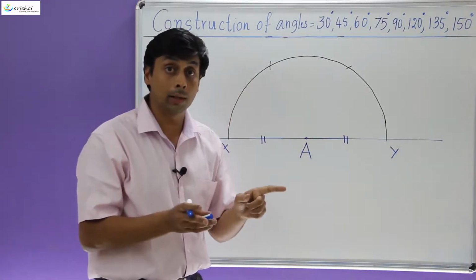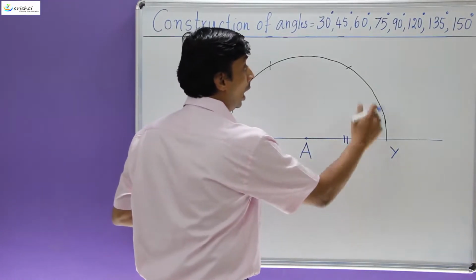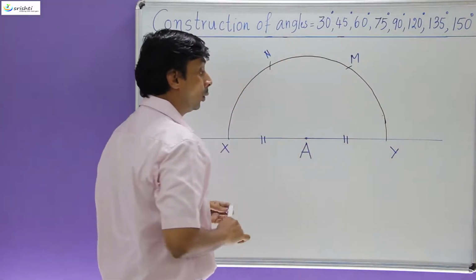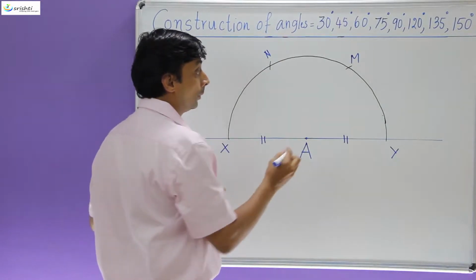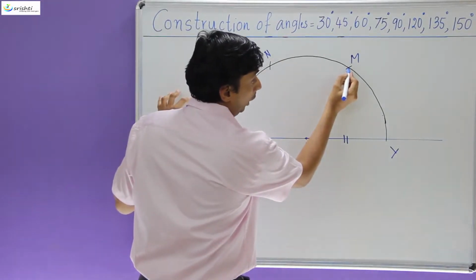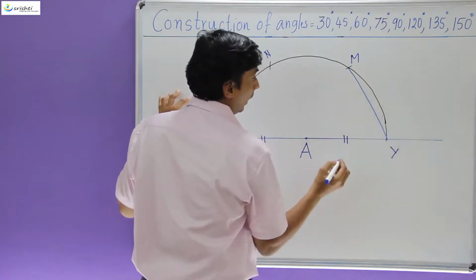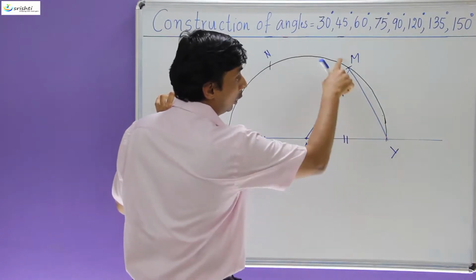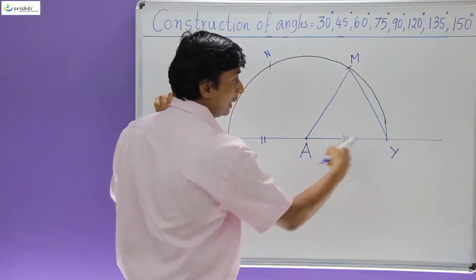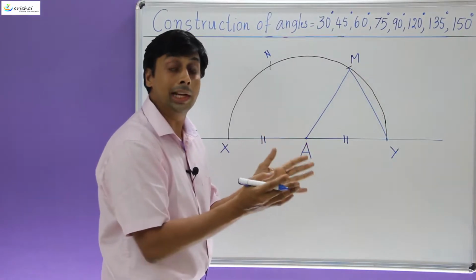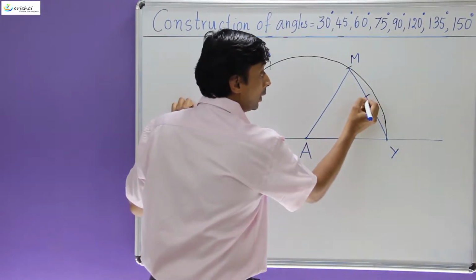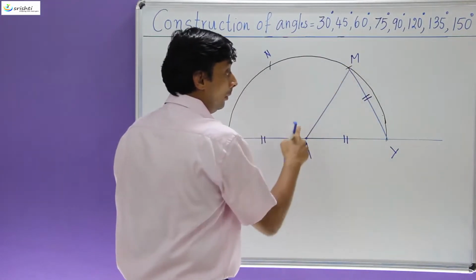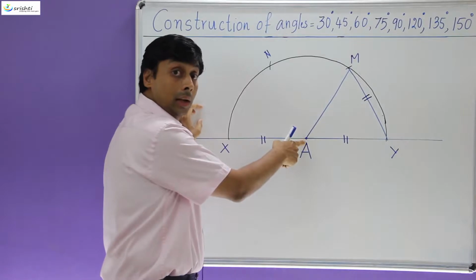With the same rounder measurement, you cut out two arcs, say let's call them M and N. So since you took the same measurement on the rounder, if I join these two points, MY as well as AM, what is it that you notice? The measurement of MY is exactly the same as measurement AY because you did not change the rounder measurement, which means these two segments are also equal. And since this is a semicircle, AM is equal to AY, A being the center of that semicircle.